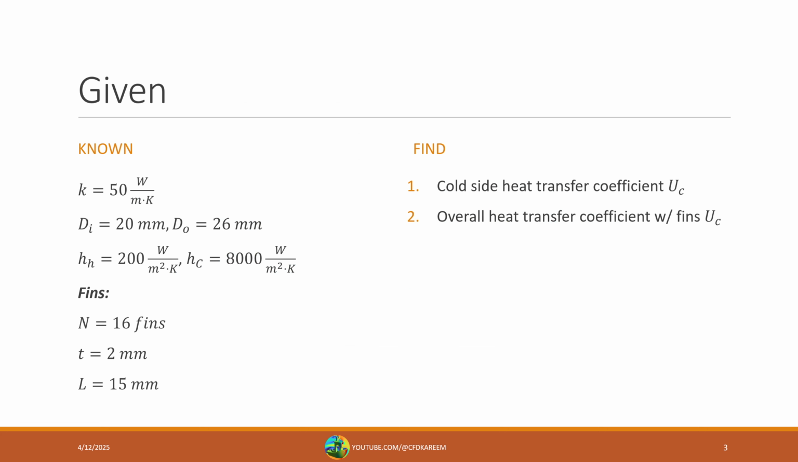So looking at our givens, we're given the thermal conductivity of the steel tube, which is 50 watts per meter Kelvin. We're also given the inner diameter and outer diameter, which is 20 millimeters and 26 millimeters respectively, as well as the hot side heat transfer coefficient and the cold side heat transfer coefficient, which are 200 and 8,000 watts per meter squared Kelvin. For the second question with the fins, we're told that we have 16 fins. They all have a thickness of 2 millimeters and a length of 15 millimeters. And we're asked to find two things. First, the cold side heat transfer coefficient U_C for the case with no fins. And then the overall heat transfer coefficient with the fins.